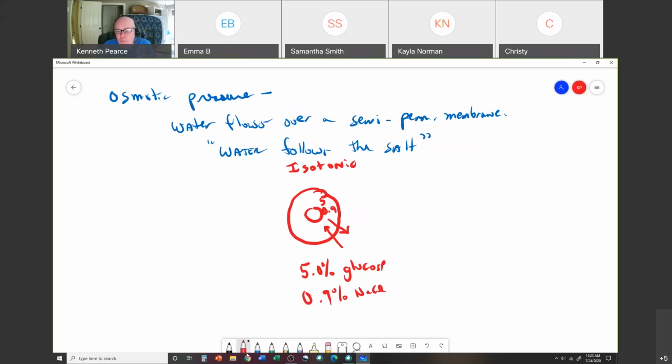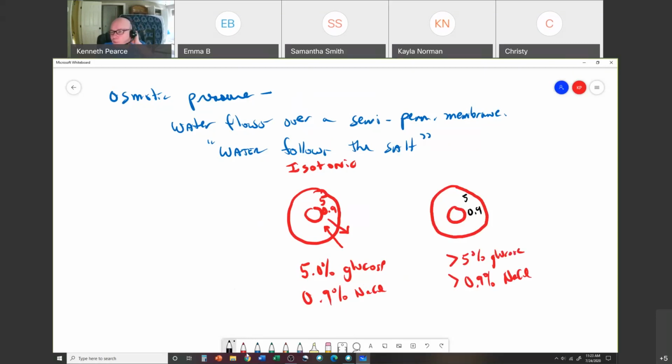Now, what if we take that same red blood cell? Here we go. Take the same red blood cell, except this time on the outside we have greater than 5% glucose and or greater than 0.9% sodium chloride. Now, on the inside of this cell, we're still 5 and 0.9. Now, which way is the water going to flow? Well, the water is going to flow to whatever has the higher concentration. The water is going to follow the salt. The water is going to follow the sugar, all right?